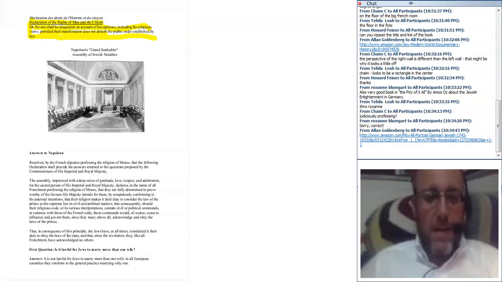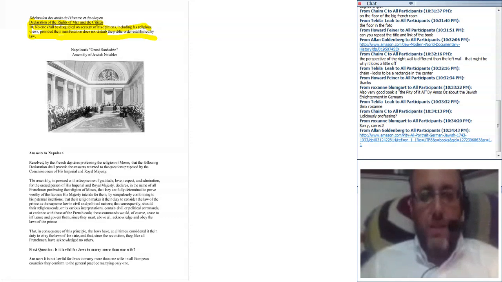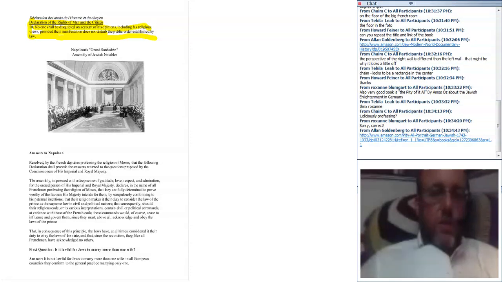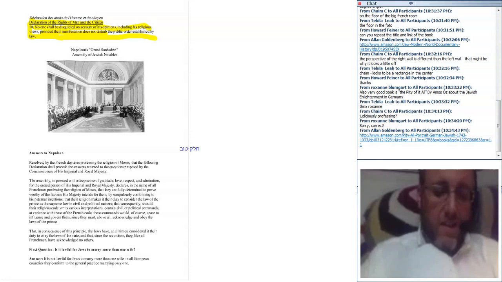So, resolved by the French deputies professing the religion of Moses, that the following declaration shall precede the answers returned to the questions proposed by the commissioners of His Imperial and Royal Majesty. The Assembly, impressed with a deep sense of gratitude, love, respect and admiration for the sacred person of His Imperial and Royal Majesty, that's Napoleon. Napoleon was the cat's meow. The Jews all loved Napoleon.